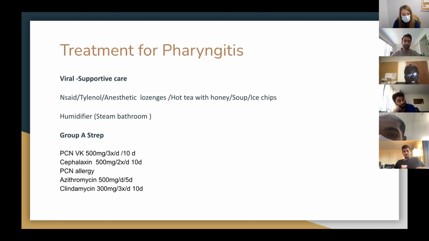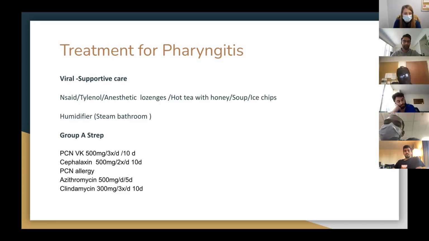The supportive treatment is NSAIDs, and analgesic lozenges like benzocaine lozenges, Halls Max, for soothing your throat. Some of them have menthol, which also has an anesthetic component. Hot teas with honey are very useful. Ice chips. And a humidifier. If you don't have a humidifier, you can turn on the hot water in your bathroom, steam it up and sit in there, and that is also very soothing.